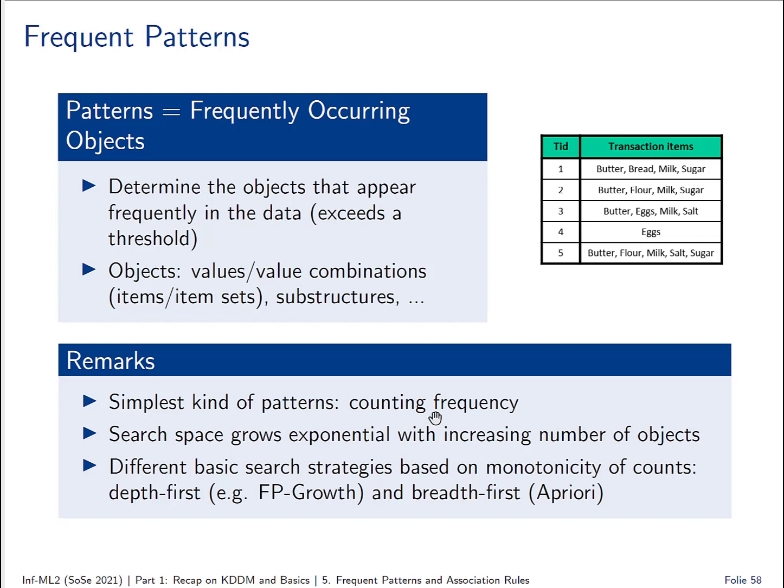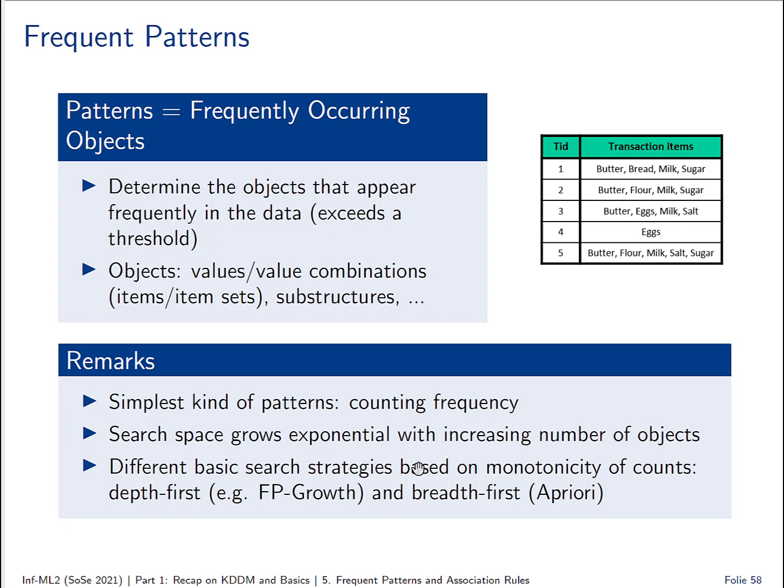Of course, the question is how to count more complex things beyond values or value combinations, if you want to count substructures like subtrees or subgraphs. Also, the problem is that the search space grows exponentially with an increasing number of different objects. It's just 2 to the power of the number of objects, and that can be really nasty.